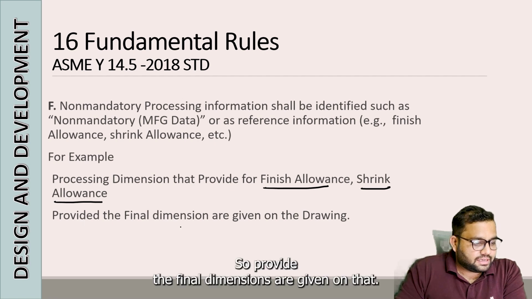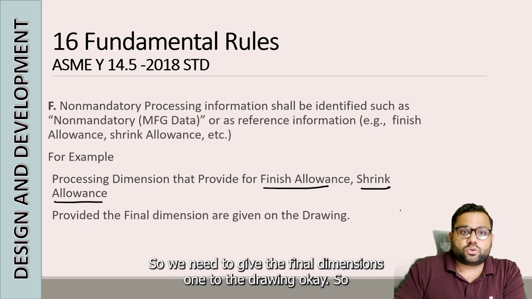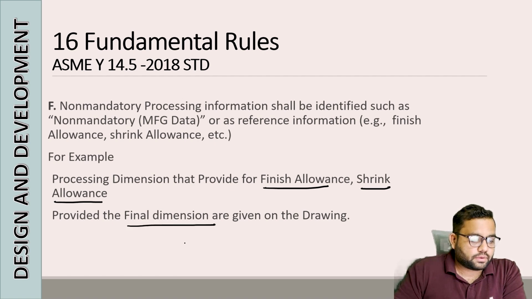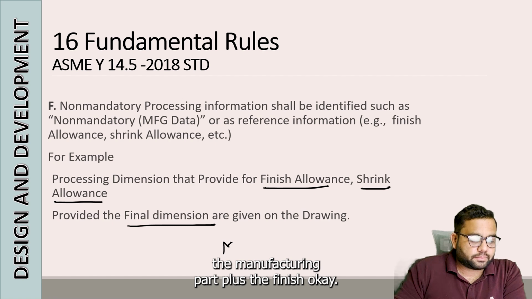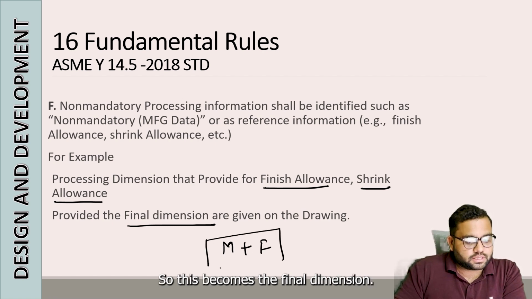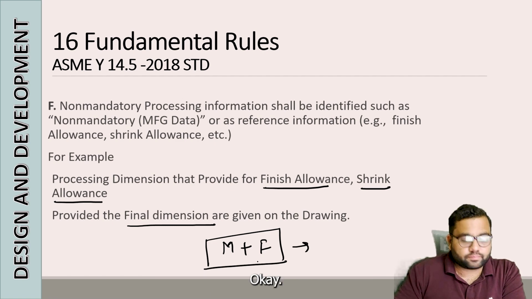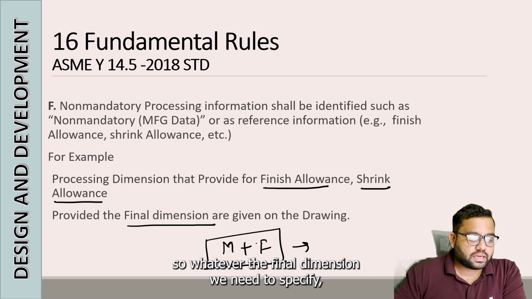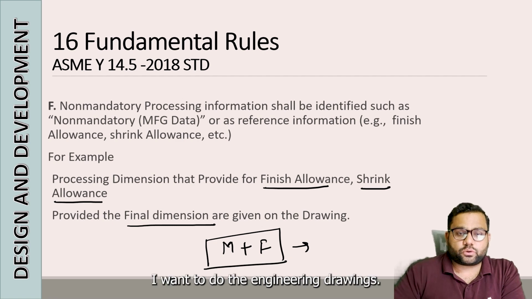The final dimensions are given on the drawing. So we need to give the final dimensions on the drawing. The manufacturing part plus the finish becomes the final dimension. So whatever the final dimension is, we need to specify it on the engineering drawings.